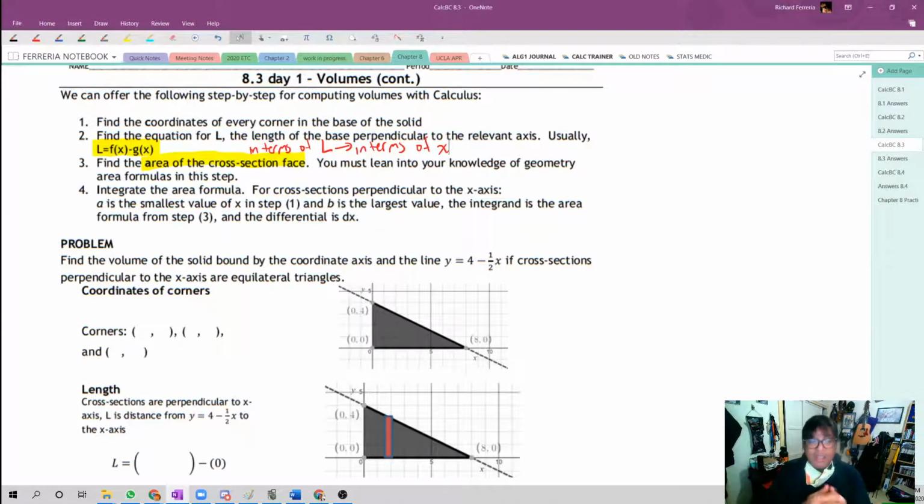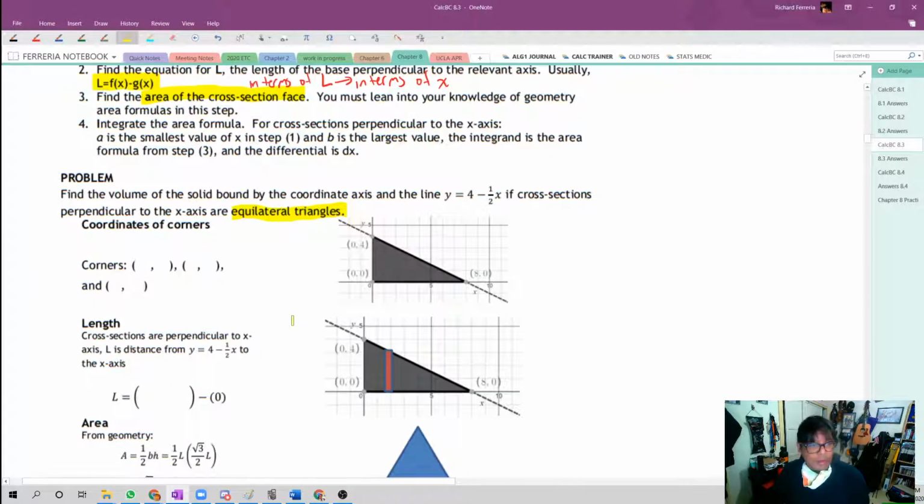You need to do this a lot. So let's take a look at this problem. We want to find the volume of a solid bound by the coordinate axes and the line y equals 4 minus 1/2 x, and the cross sections perpendicular to the x-axis are equilateral triangles. So equilateral triangles, we're going to have to start thinking about that area formula.